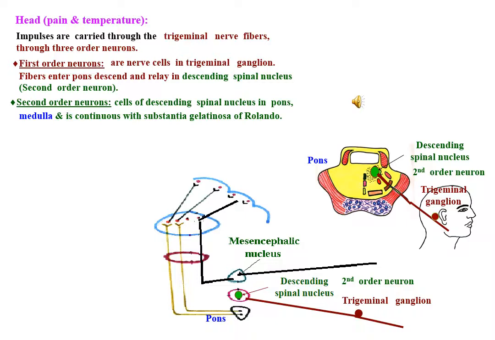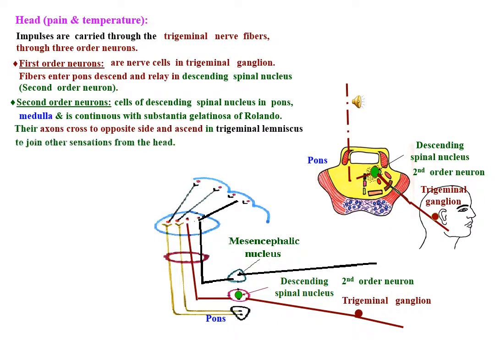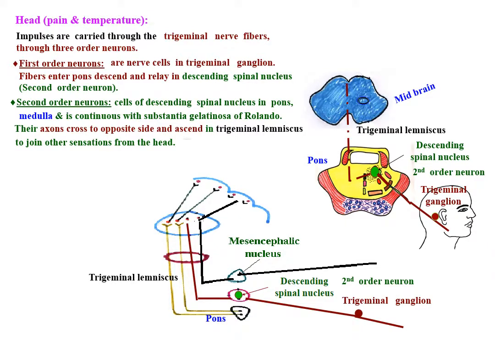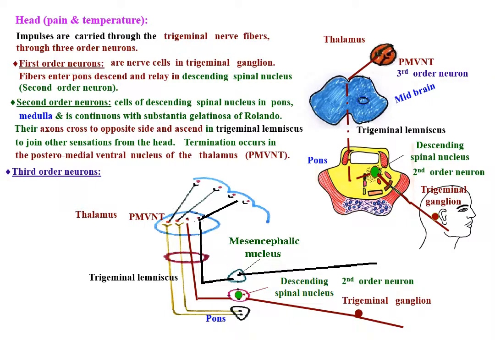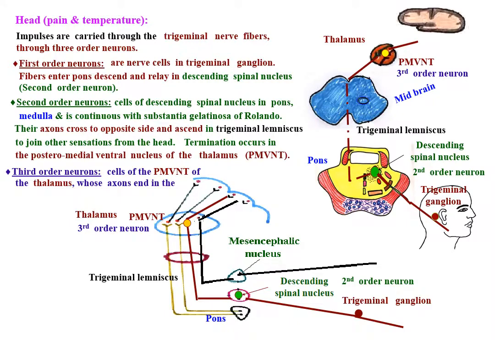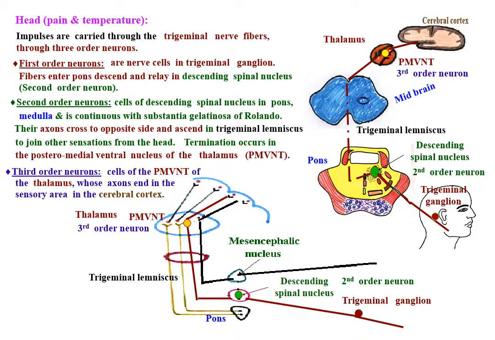Their axons cross to the opposite side and ascend in the trigeminal lemniscus, to join other sensations from the head. Termination occurs in the posteromedial ventral nucleus of the thalamus. Third-order neurons are the cells of the posteromedial ventral nucleus of the thalamus, whose axons end in the sensory area in the cerebral cortex.